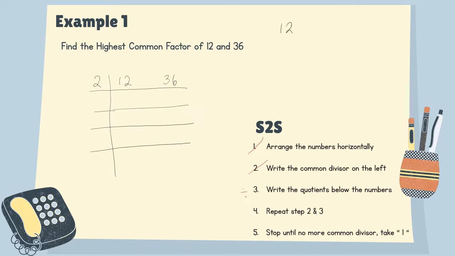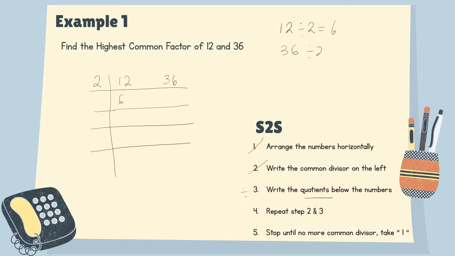12 divided by 2 is, you can have your multiplication chart next to you because it will help you to do the working faster. So 12 divided by 2 is 6. So you write down the quotient, which is the answer, just below, the number 6.